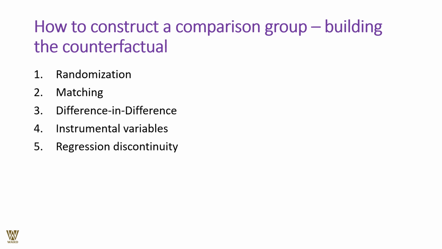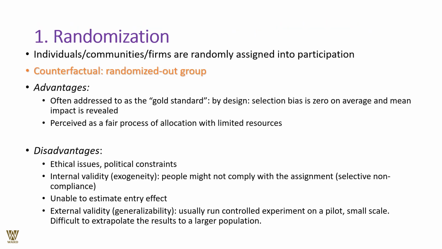These are the ways we can construct a comparison group. We need to build them time and again, on a case by case basis. So let us start with randomization. Individuals, communities, or firms are assigned randomly, without any bias. For the counterfactual, the randomized control group has plenty of advantages. It might address the gold standard, the benchmark standard in terms of design, where selection bias is absolutely zero, and we probably come to a relevant impact evaluation.